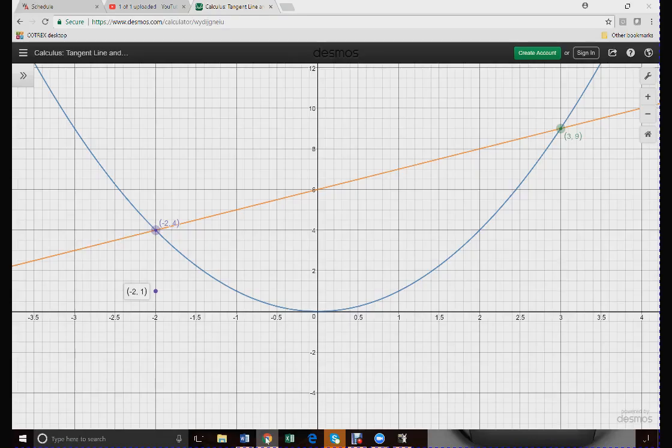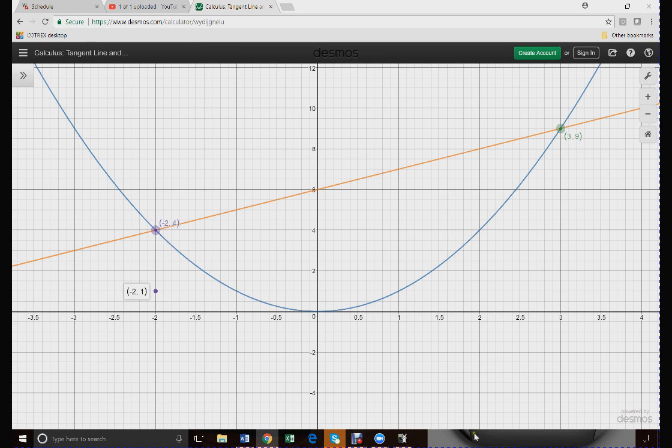Right now, this is the graph of y equals x squared. And I have 2 points. One point is at negative 2, 4, and the other point is at 3, 9. We like to calculate the average rate of change, and I have displayed for you the secant line, which is the line that connects 2 points on a function.